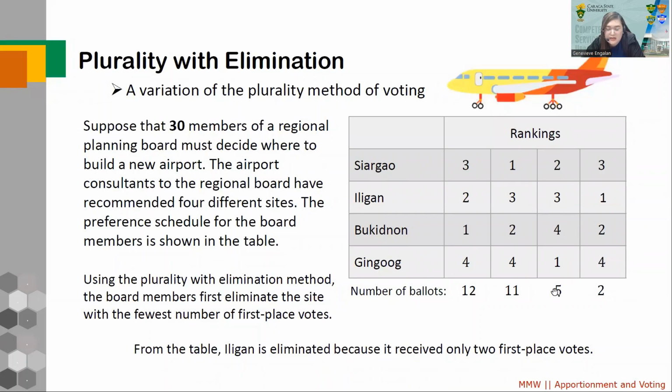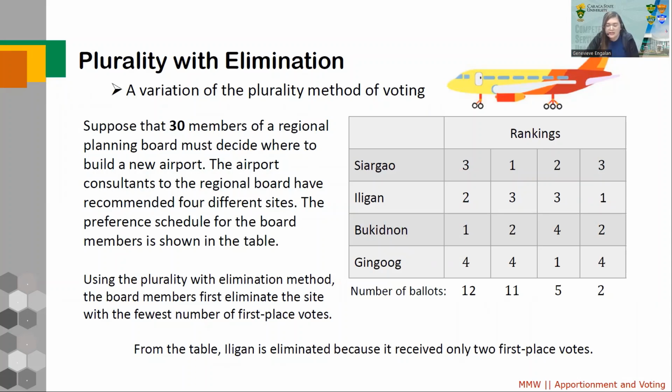Again, sa sunod, 5 kabuok ang nag-vote nga first si Ingog, second si Siargao, third si Iligan, and fourth si Bukidnon. And then, duha ka buok ang nag-vote nga first si Iligan, second si Bukidnon, third si Siargao, and fourth si Ingog.